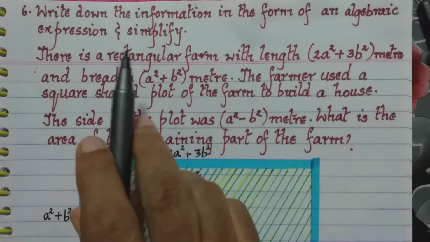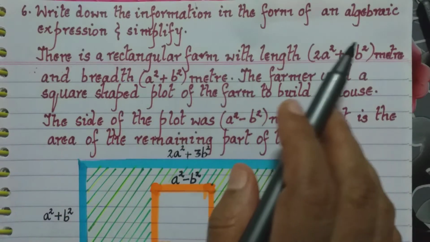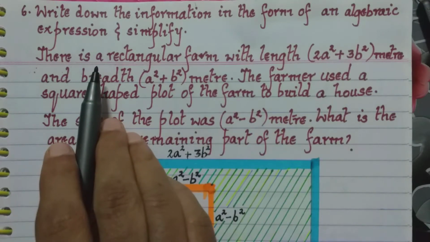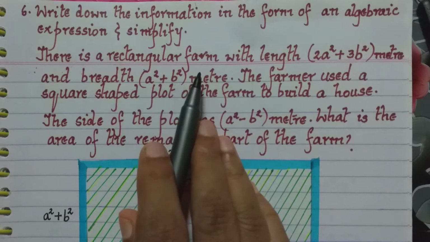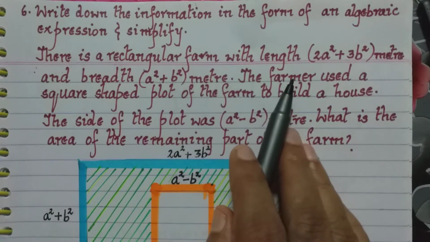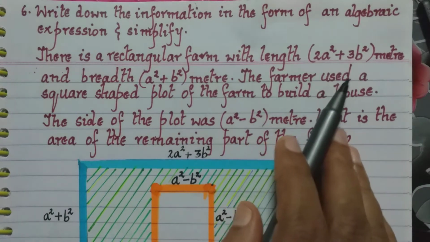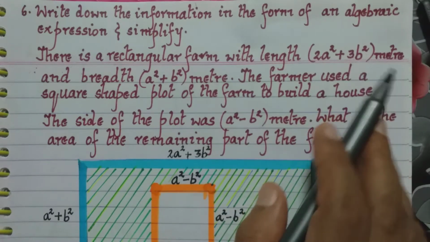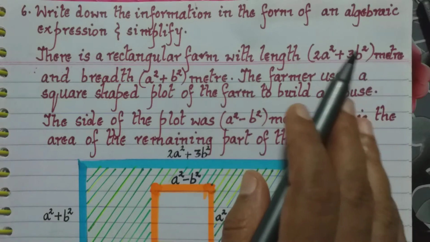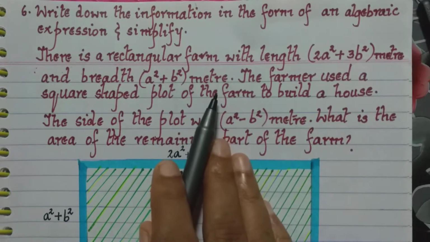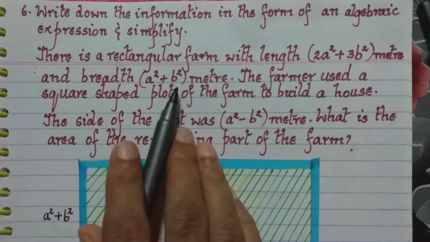Sixth question. Write down the information in the form of an algebraic expression and simplify. The question is, there is a rectangular farm with the length 2a square plus 3b square meter. The breadth is a square plus b square meter. So the length and the breadth both are given to us. They have said it is a rectangle.